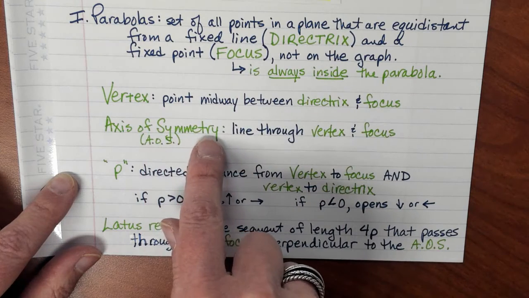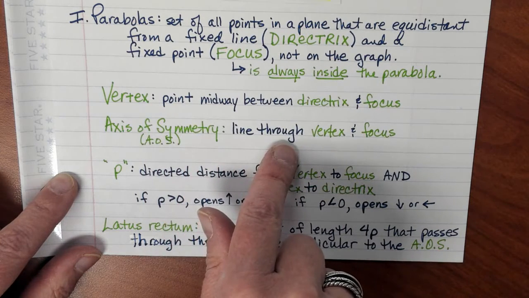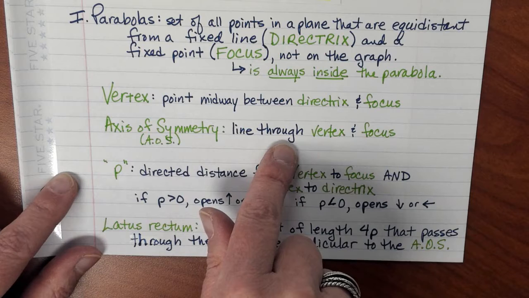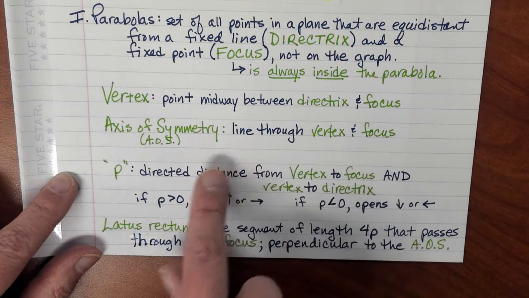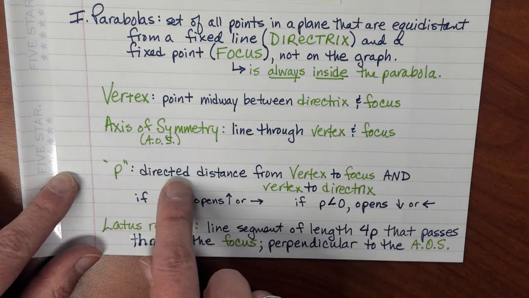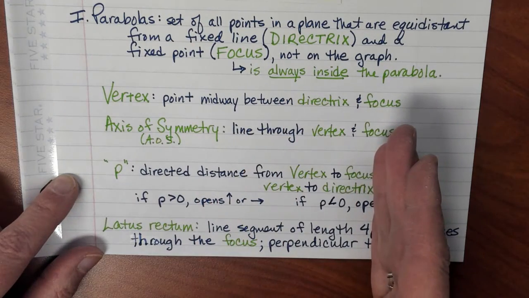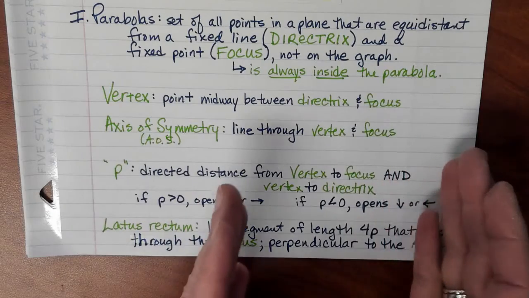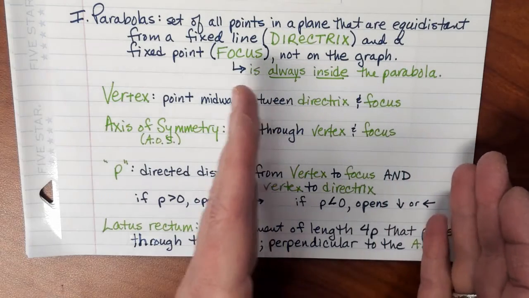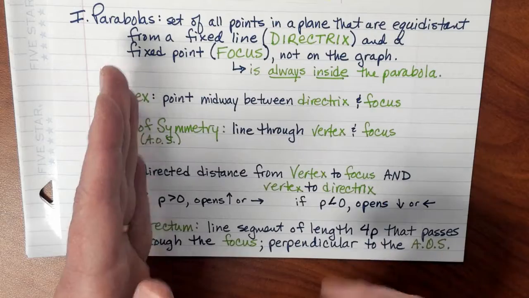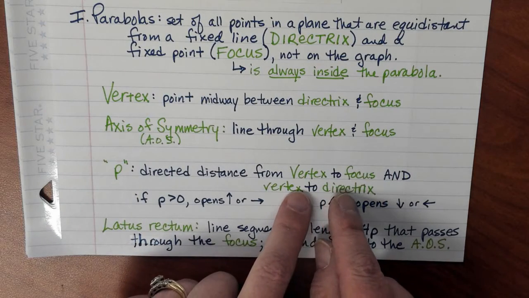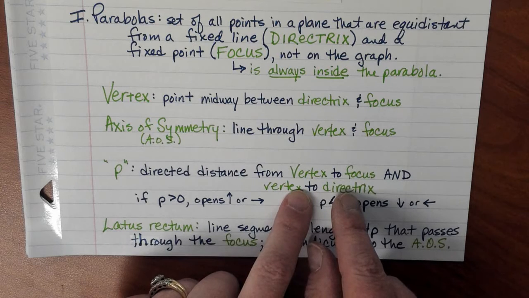The axis of symmetry is the line that splits the parabola right in half, and it reflects over that line. The distance p is the distance from the vertex to the focus. And if you go outside the parabola from the vertex to the directrix, that distance is also p. So sometimes you're given that distance so that you can find the focus and directrix.